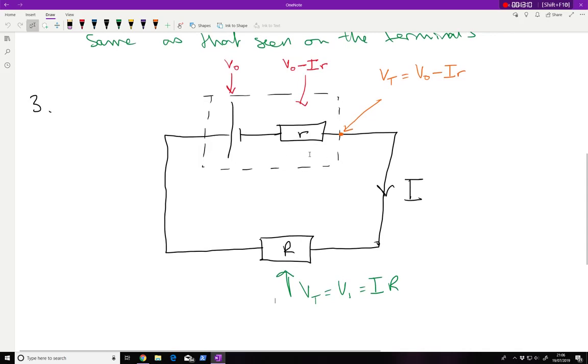So here's another simplified series circuit. I have a battery and I have its internal resistance. The battery has a voltage V0, but because of the internal resistance, some of it is lost. So I've got I times R, so that's a voltage, I times R, Ohm's law. And some of the voltage is lost. So what the rest of the circuit sees is actually the terminal voltage. And the terminal voltage is the battery voltage subtracted by the voltage lost on the battery's internal resistance.